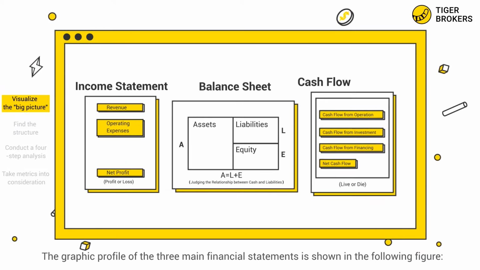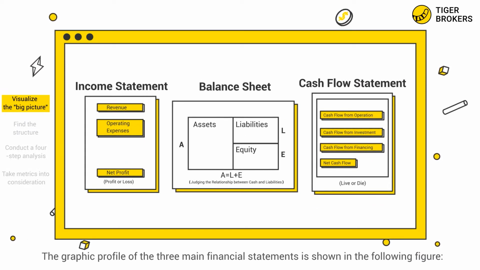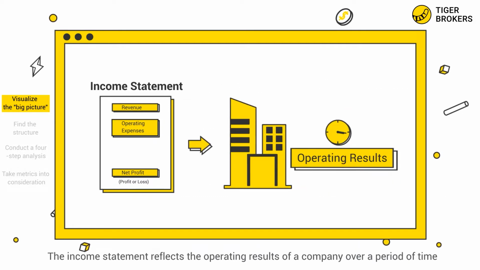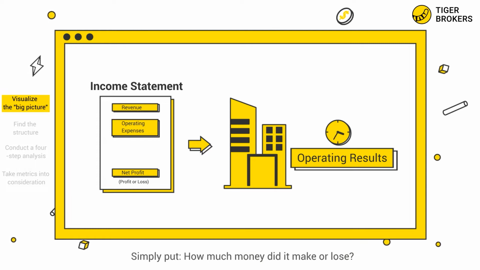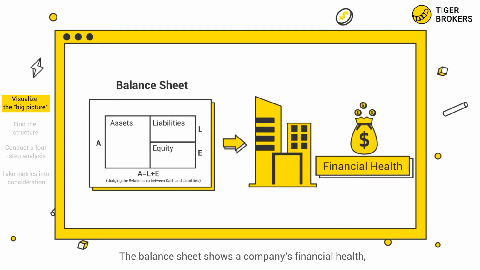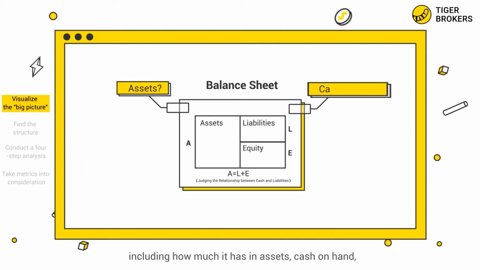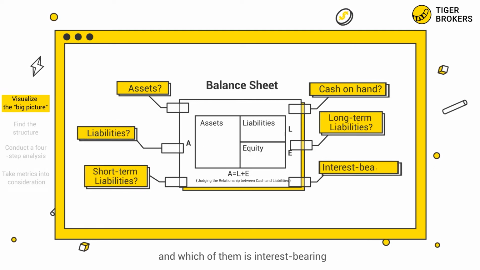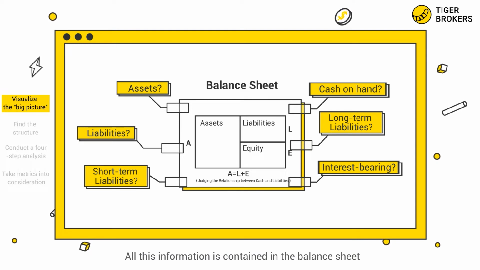The graphic profile of the 3 main financial statements is shown in the following figure. The income statement reflects the operating results of a company over a period of time. Simply put, how much money did it make or lose? The balance sheet shows a company's financial health, including how much it has in assets, cash on hand, and short and long-term liabilities, and which of them is interest-bearing. All this information is contained in the balance sheet.